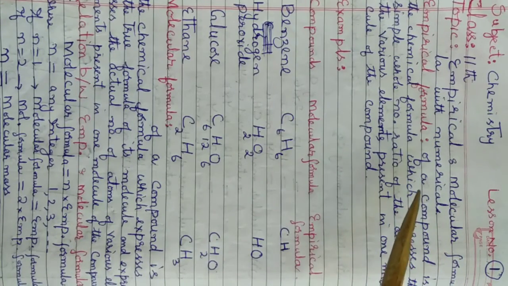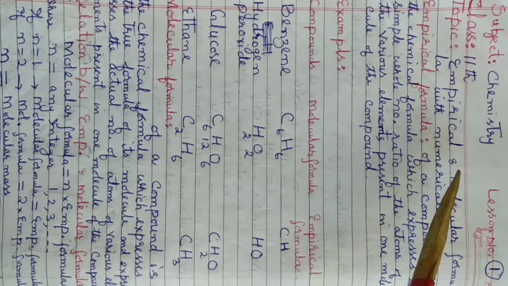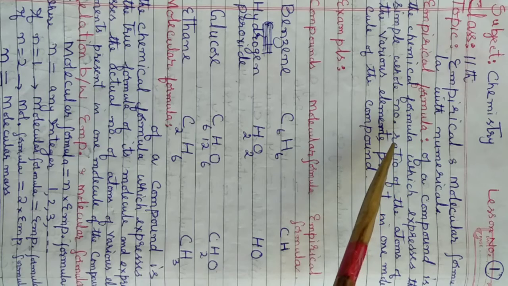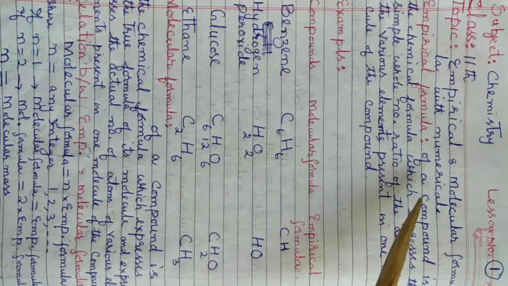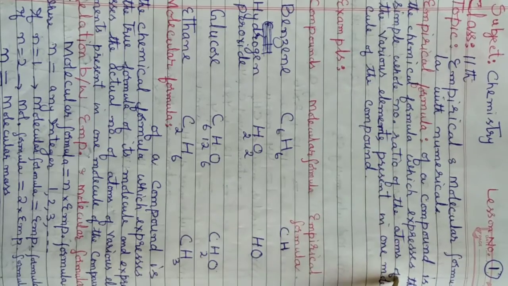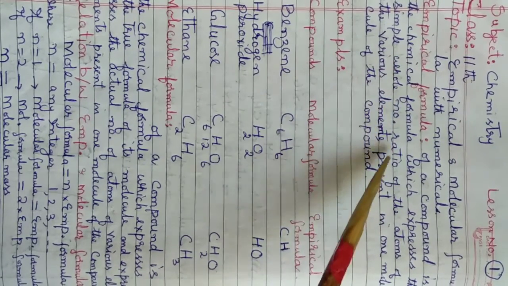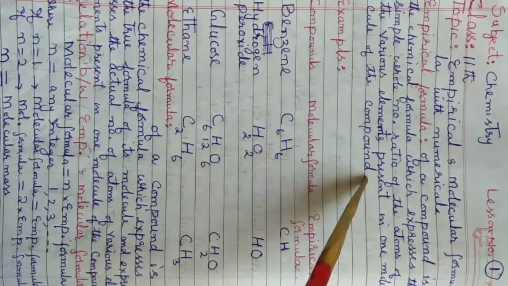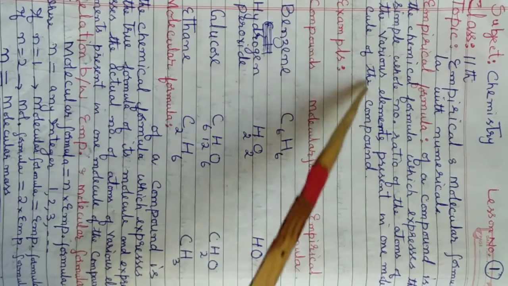Today in this video lecture we will try to understand empirical formula and molecular formula along with the relationship between empirical formula and molecular formula. So first of all I will read down the definition of empirical formula. Empirical formula of a compound is the chemical formula which expresses the simple whole number ratio of the atoms of the various elements present in one molecule of the compound.